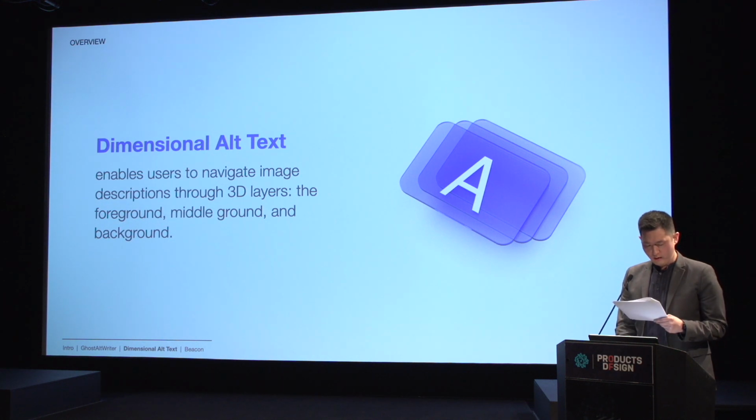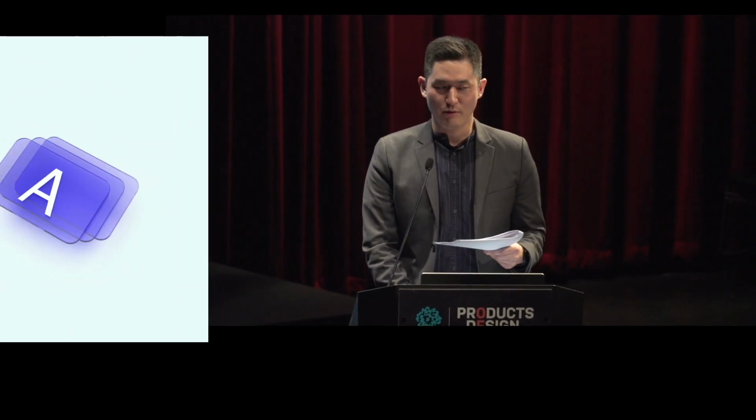It enables users to navigate image descriptions through three-dimensional layers: the foreground, the middle ground, and the background. Before we move on to the next slide, I'd like to ask you to close your eyes and pay close attention to the alt text I'm going to play. Try to visualize the image in your mind based on the description. So please close your eyes.